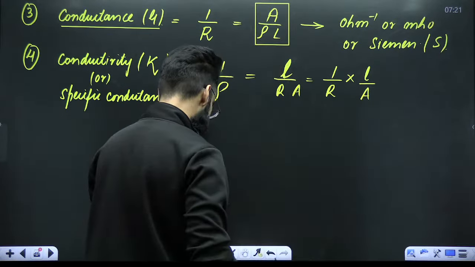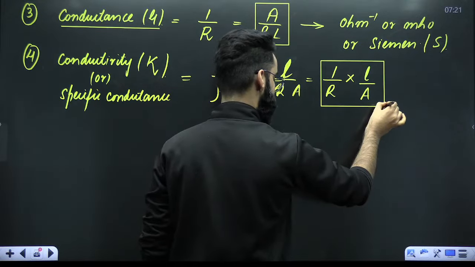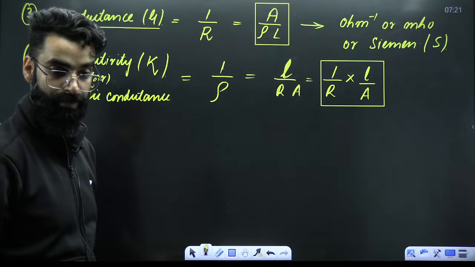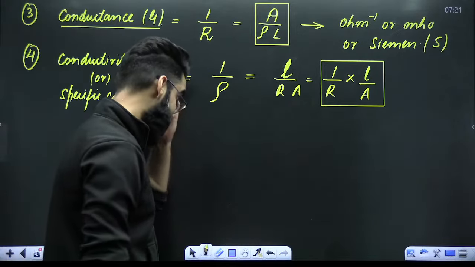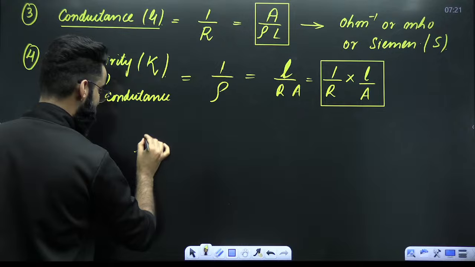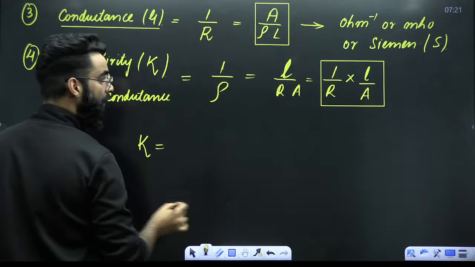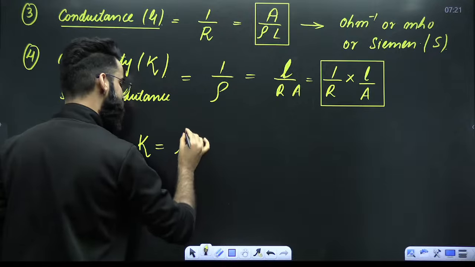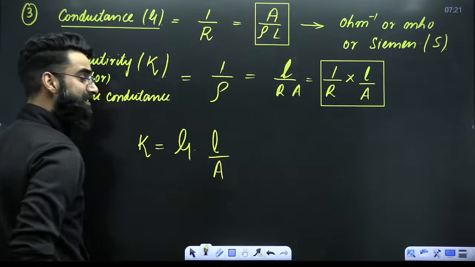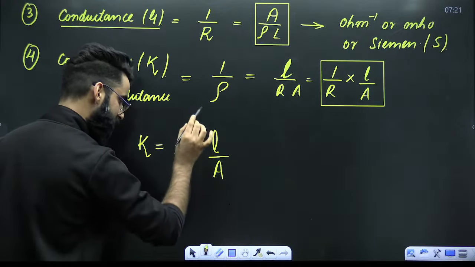Perfect. This is one of the expressions which I would want you guys to remember, because I'll be using this expression frequently in the questions. Your conductivity kappa is equal to 1 by R multiplied by L by A. Second thing guys, have a look. I'm talking about conductivity, specific conductance, that is your kappa. 1 by R is something which you call conductance. L by A is something which you call cell constant.